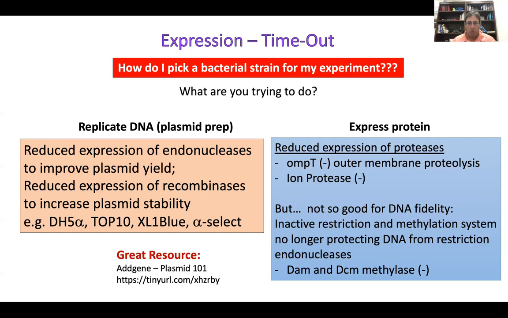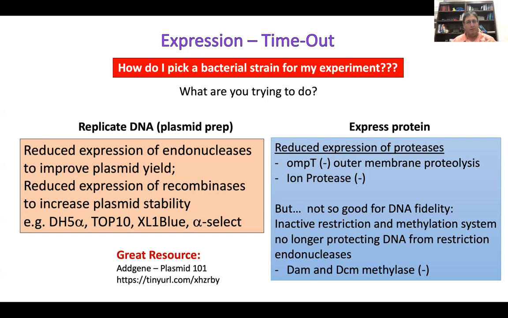And so most of these proteases come in outer membrane enzymes, and then the Lon protease. So intracellular and membrane associated proteases. And a lot of these strains for expression of proteins have already gotten rid of those genes.